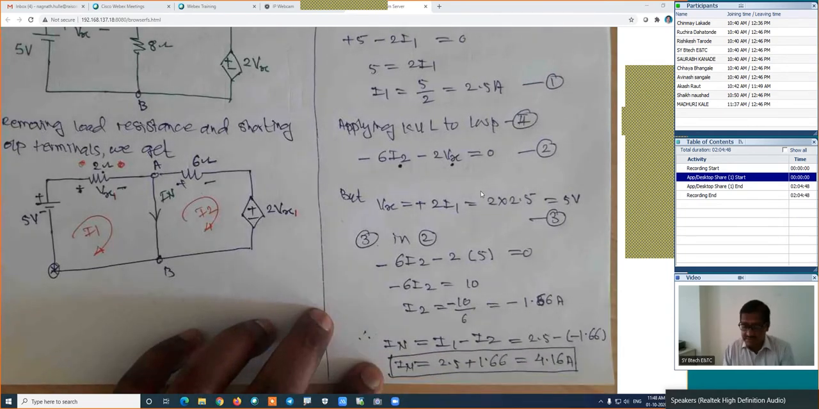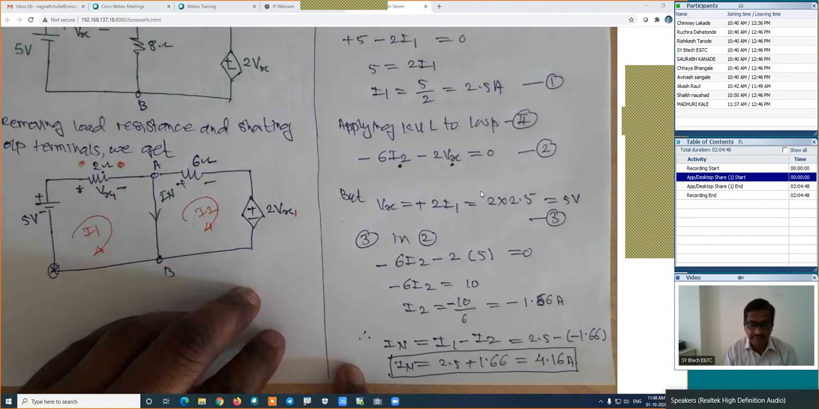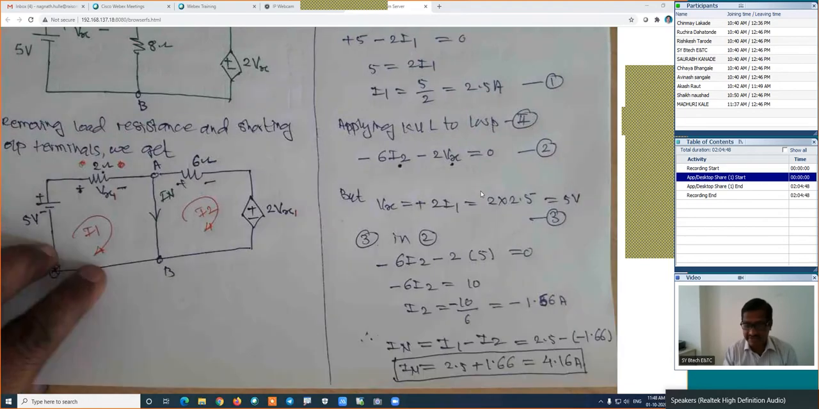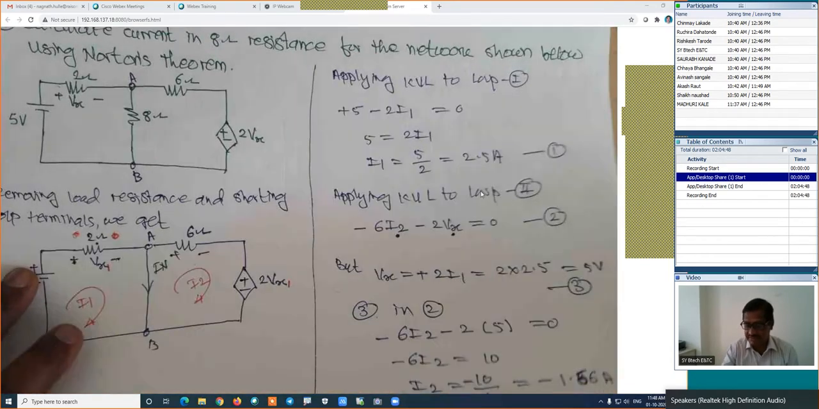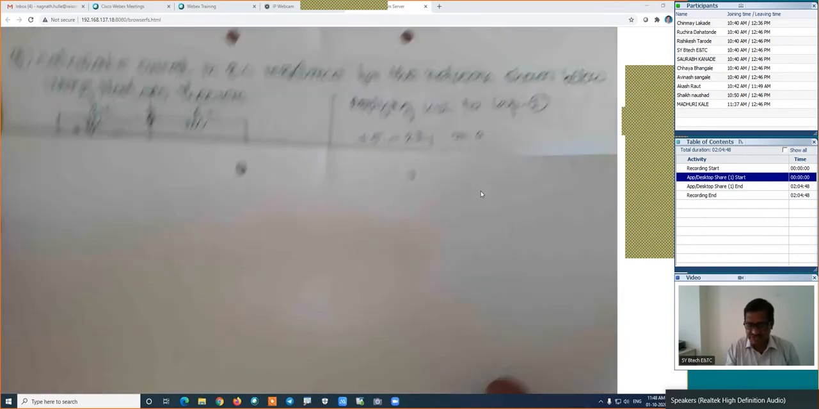If we know the Norton's current, then we are interested in the calculation of the Rn. And for the calculation of Rn, how is the formula? VOC upon ISC. Means we have to keep its terminal open, and then we have to find out its value. I will use the similar procedure.